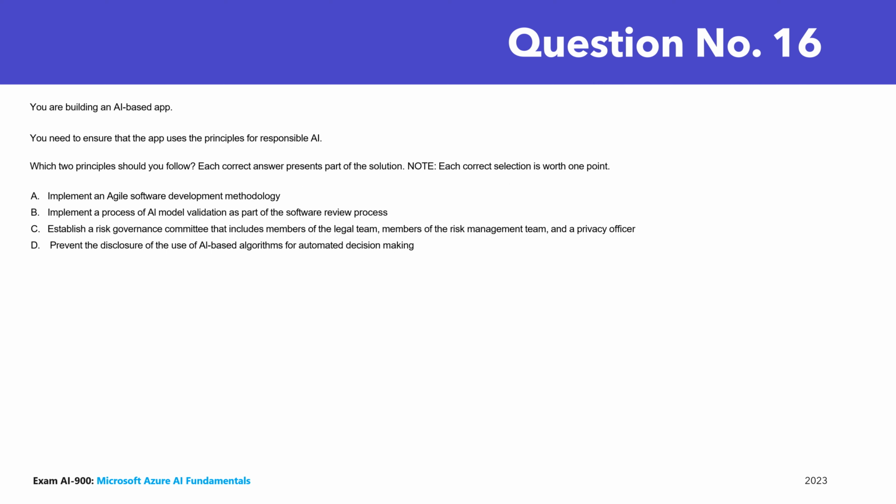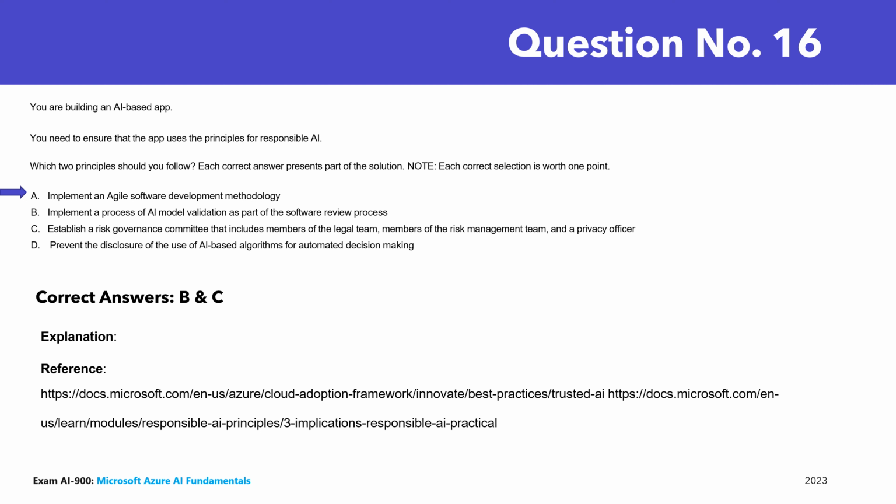A. Implement an agile software development methodology. B. Implement a process of AI model validation as part of the software review process. C. Establish a risk governance committee that includes members of the legal team, members of the risk management team, and a privacy officer. D. Prevent the disclosure of the use of AI-based algorithms for automated decision-making. Correct answers, B and C.